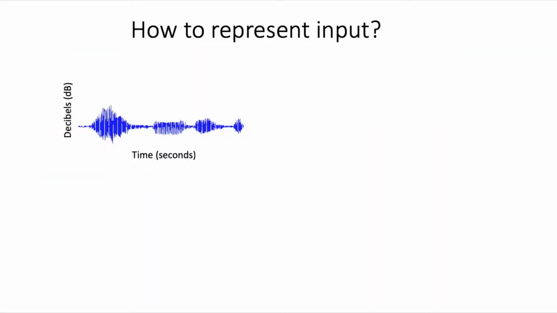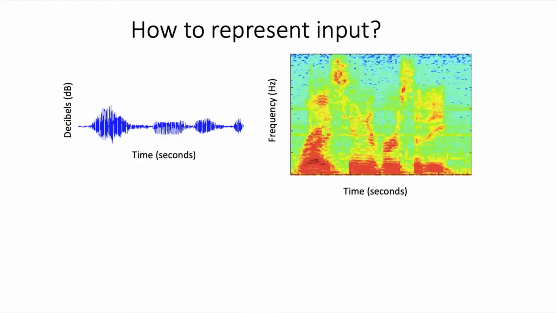Now let's look at sound. We can represent sound as a sound pressure waveform, and this would be a sequence of decibel values over time. Alternatively, we can also represent sound as a spectrogram, and here the waveform is decomposed into the amount of sound that is present in each frequency over different units of time.